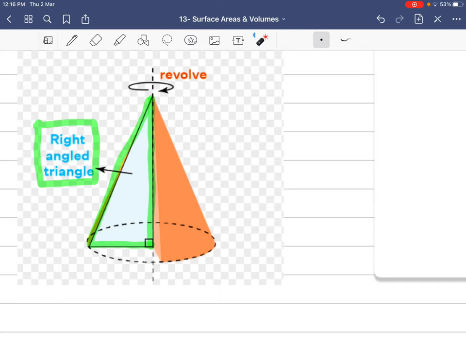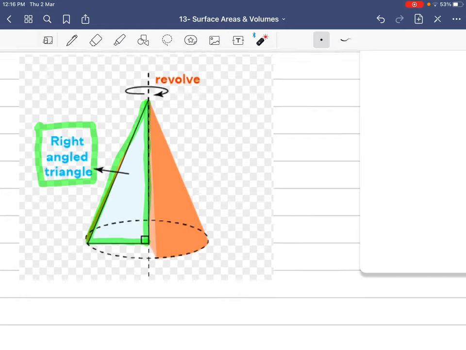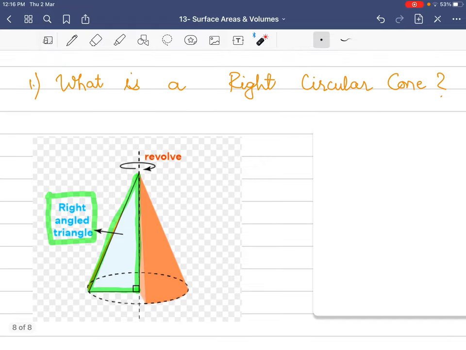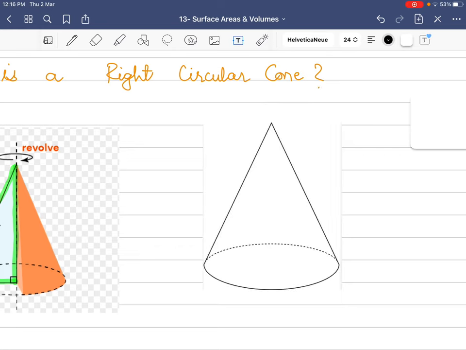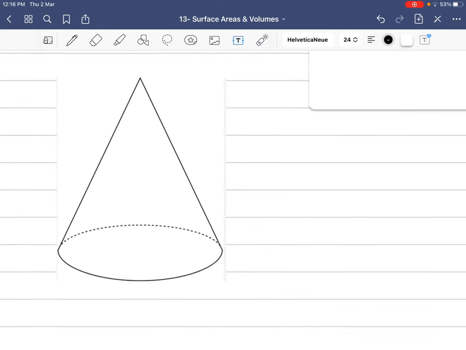Now, how this cone is formed is something which this diagram explains. We basically take a right angle triangle like this and we simply rotate it around this vertex at the top. And once this one complete rotation is done, whatever area is mapped into the space, that is called a right circular cone. So this is how a cone is formed by using a right angle triangle. So here I have a simple diagrammatic representation of a cone.